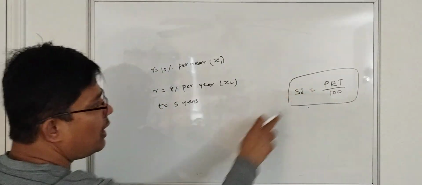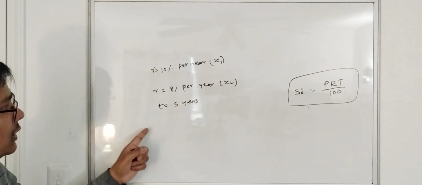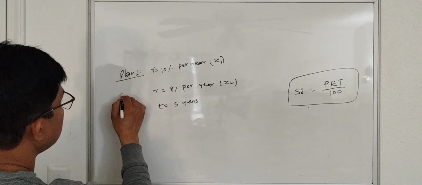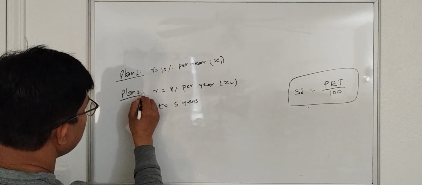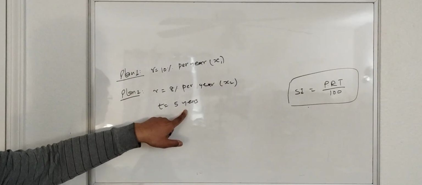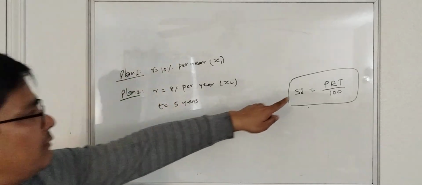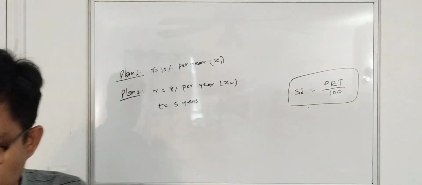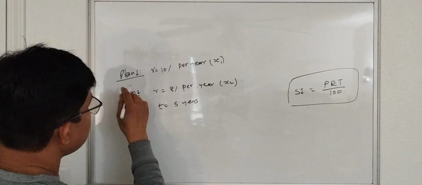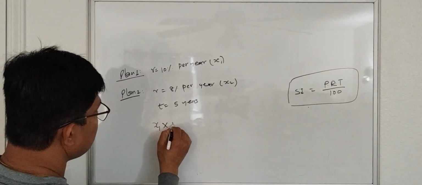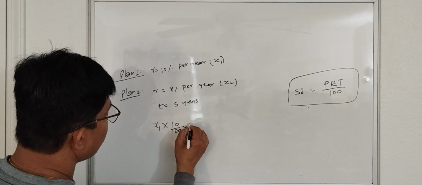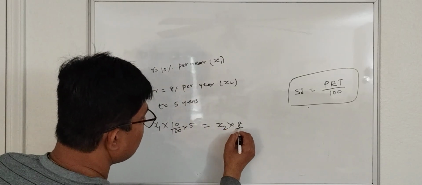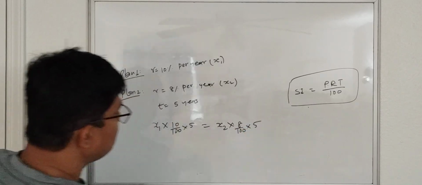Look at the formula: PRT divided by 100. It's same for both the plans. Let's say this is plan 1, and this is plan 2. Both the plans are giving same return at the end of 5 years, but rate of interest is different. If R is smaller, you have to make P bigger so that this will be same. So let's take a look at that. First plan will be X1 times rate is 10%, 10 by 100 times 5 years, and X2 is second amount times 8 by 100 times 5.